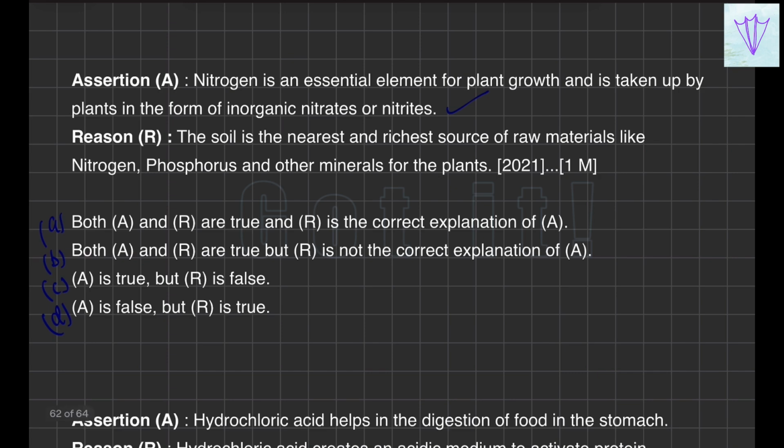Obviously the reason is also true, but what we want is assertion and reason. So for this particular statement, the reason should be the correct explanation. Whenever you read the assertion, you have to ask the question why. If that why question is answered by this reason, then you can go to the first option, which is both A and R, assertion and reason, are true and R is the correct explanation. If the why question is not answered, then you can say that it is not the correct explanation.